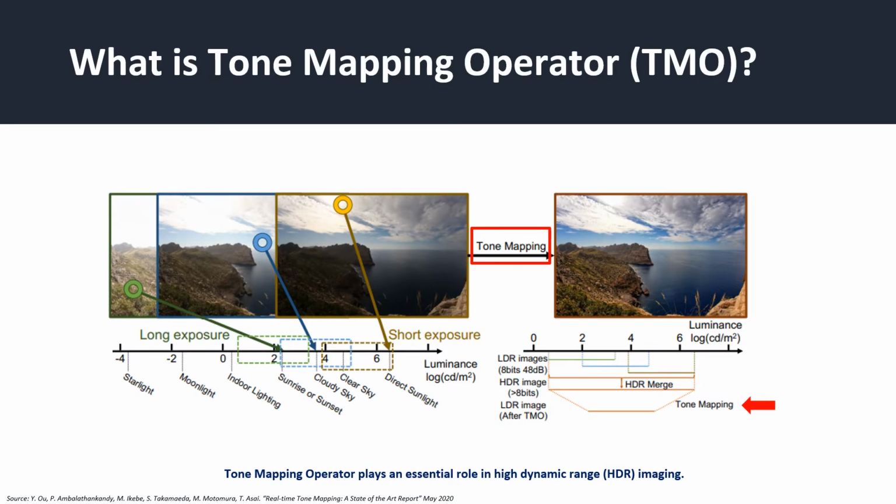Tone mapping operator plays an essential role in HDR imaging. It aims to compress HDR images into LDR images so that they can be displayed on monitors. However, compressing HDR images while trying to preserve the perceptual content as much as possible is a challenging task.